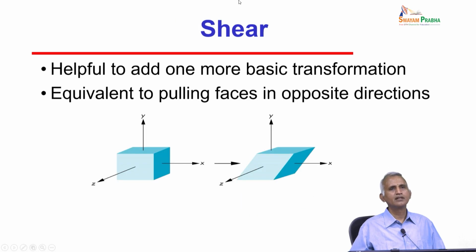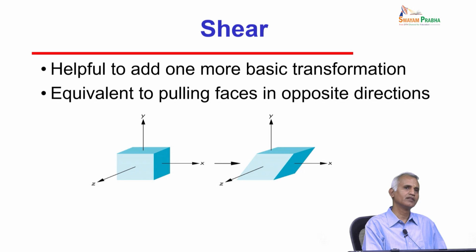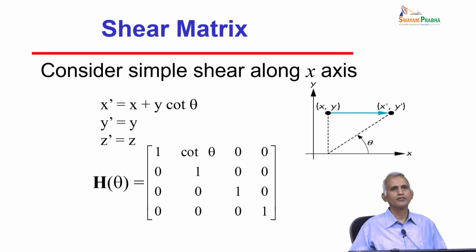Now, we have a shear. The shear is helpful to add one more basic transformation, which is equivalent to pulling faces in opposite directions. Therefore, this is a picture where the shear happened, where it has been pulled along either the z axis, x axis or y axis. So, in all these ways it has shear, then how to attack the problem.